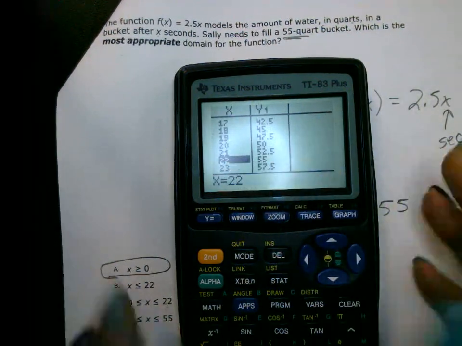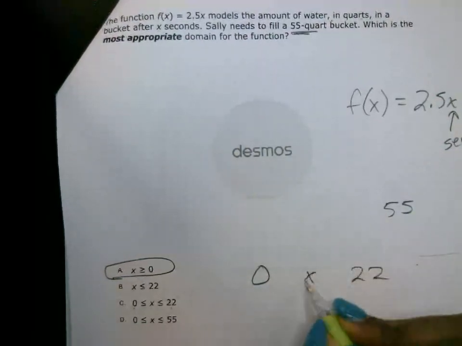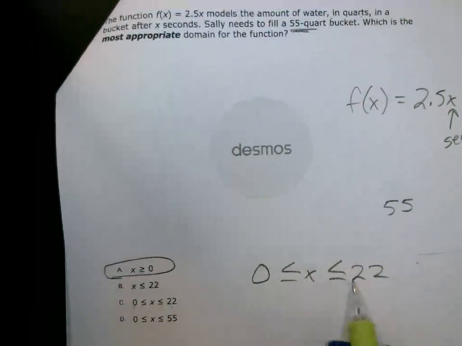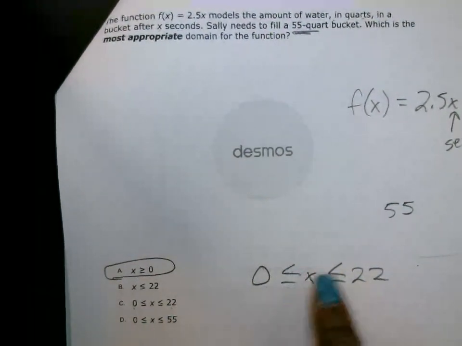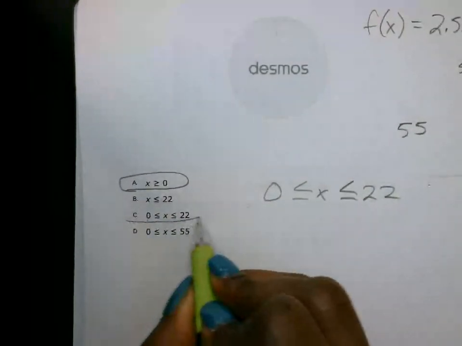It can only be between 0 and 22. Put x in the middle: 0 less than or equal to x, less than or equal to 22. Okay? And this is how you say it's between. It's between 0 and 22. So that's really what we're looking for, is C.